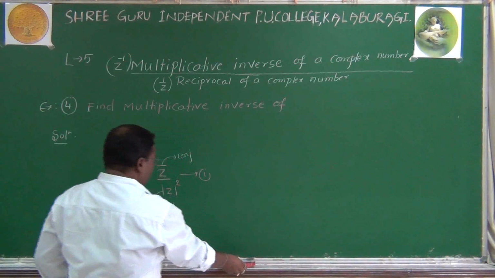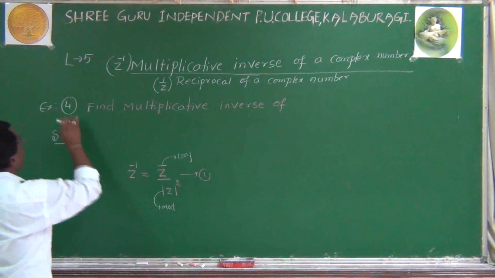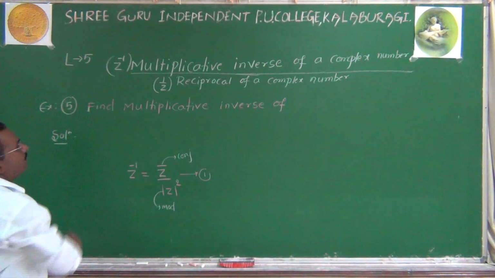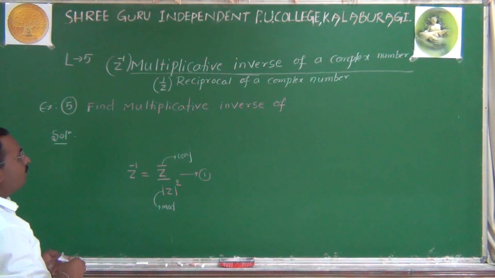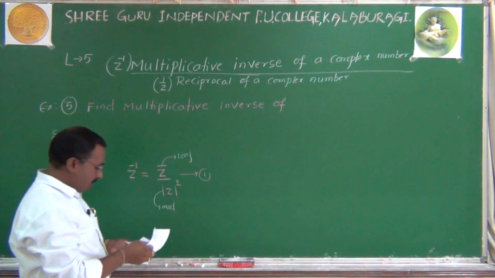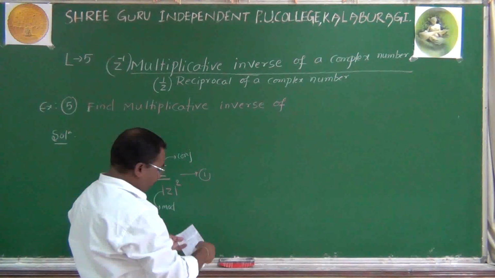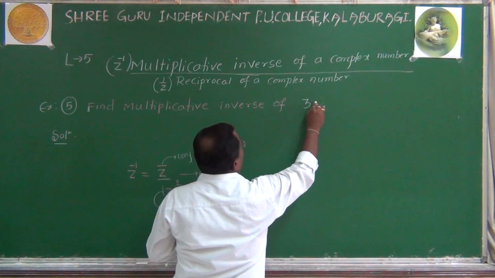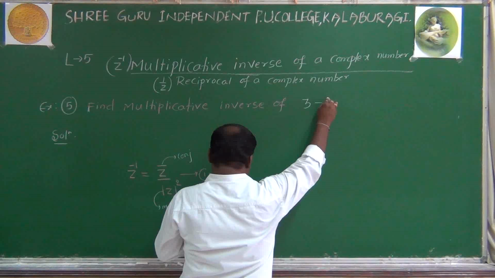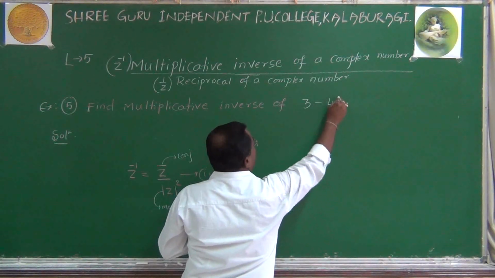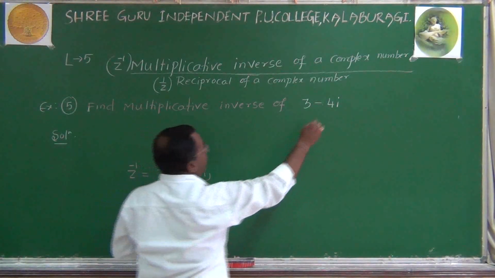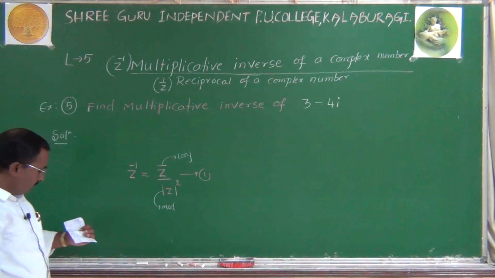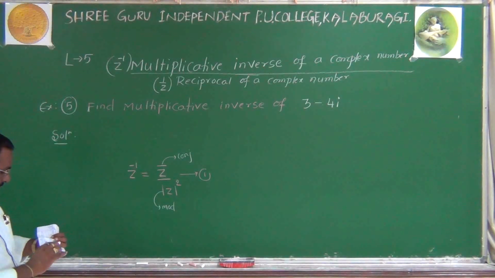Next, example number 5. Find a multiplicative inverse of 3 minus 4i.